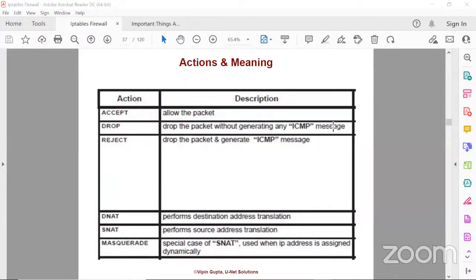Only one file we have to change, one sysctl file is there. There by default routing is disabled. We have to just change one parameter from 0 to 1. So you can make a Linux system as a router.